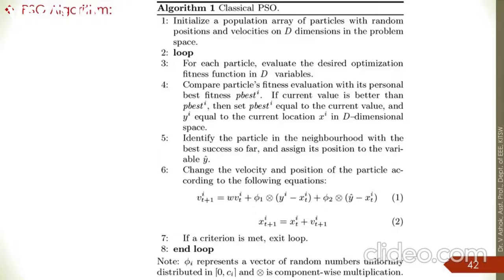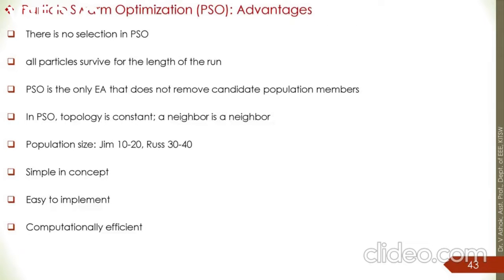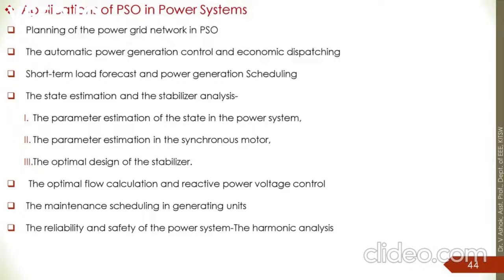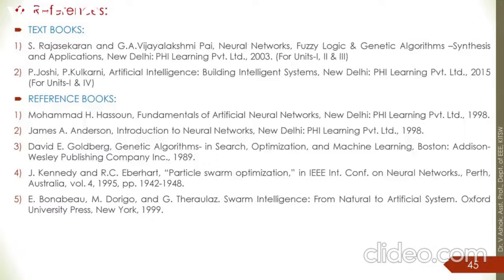So there will be a search engine and search space. This is the algorithm: initialize the population, after that form a loop and compare the particles with their evaluation. Identify the particle, and by substituting in the formula, we can get the particle swarm optimization. There is no selection in PSO. All particles survive for the length of the run. It is simple in concept and easy to implement. Computational efficiency is an advantage. Applications are planning of power grid networks, automatic power generation, maintenance scheduling in generation, reliability and safety of the power system, and optimal calculations.